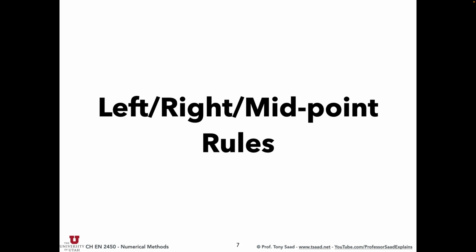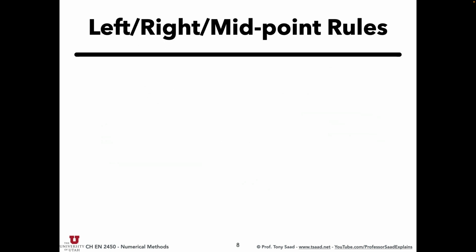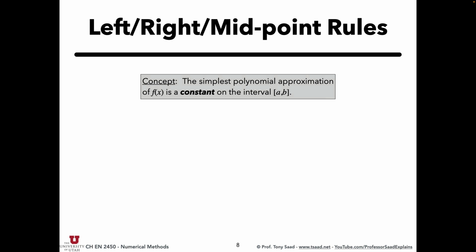We will start first with the left, right, and midpoint rules. They all fall under the same concept. And this concept is that the simplest polynomial approximation of a function is a constant. It's the worst, but you'll see it's going to work like magic. There's a trick to make it work like magic. But the simplest approximation to a function is a constant, f of x equal some constant. I haven't told you how to choose that constant yet.